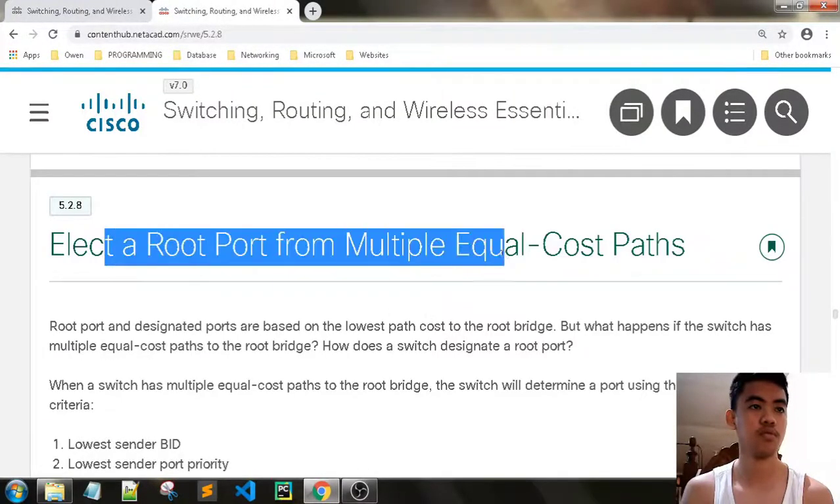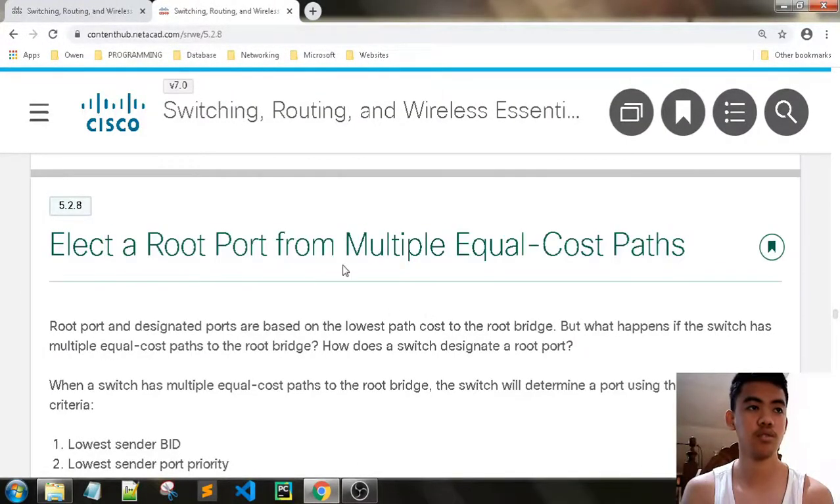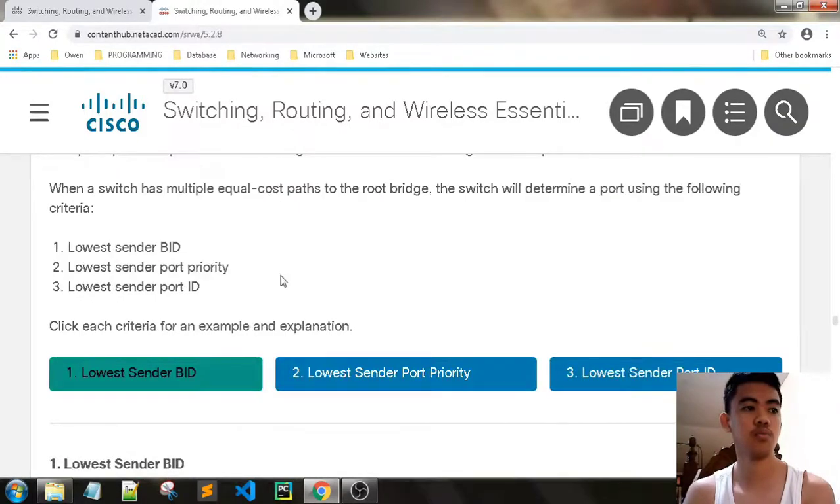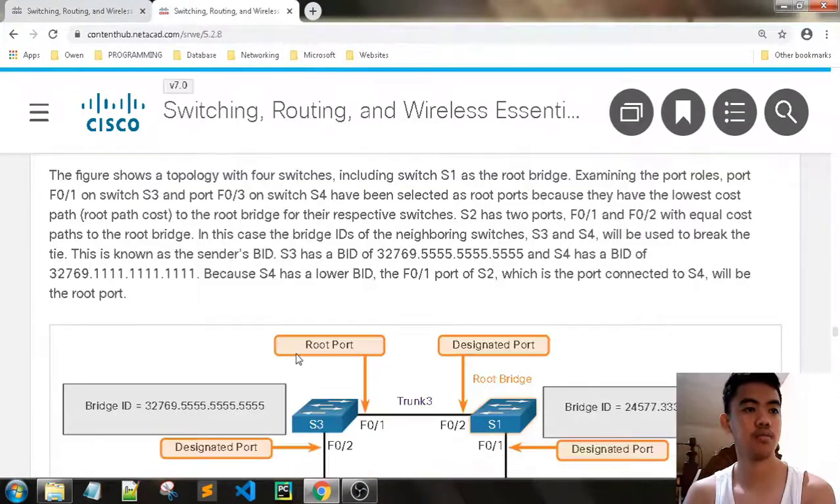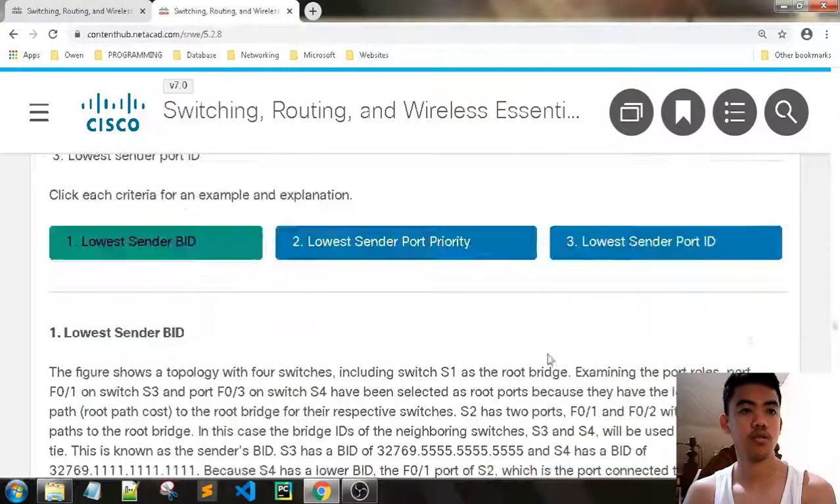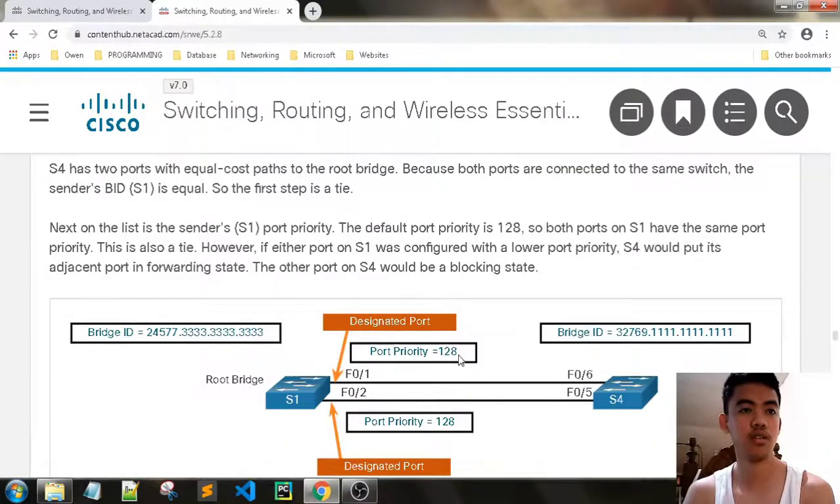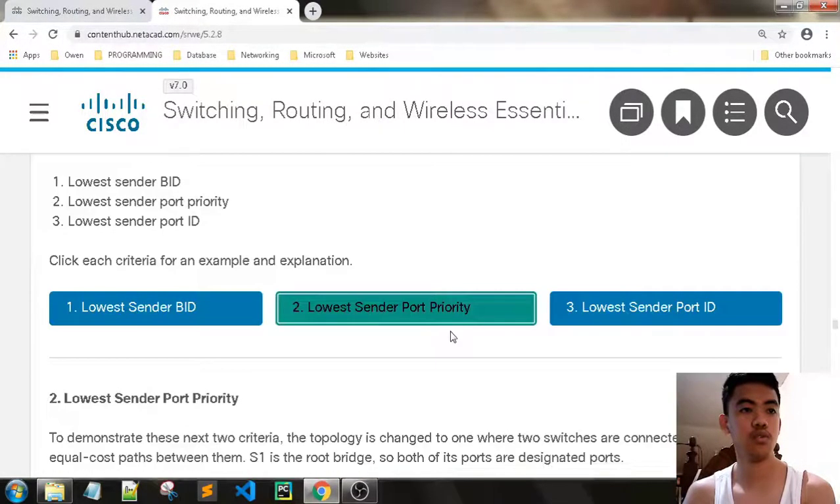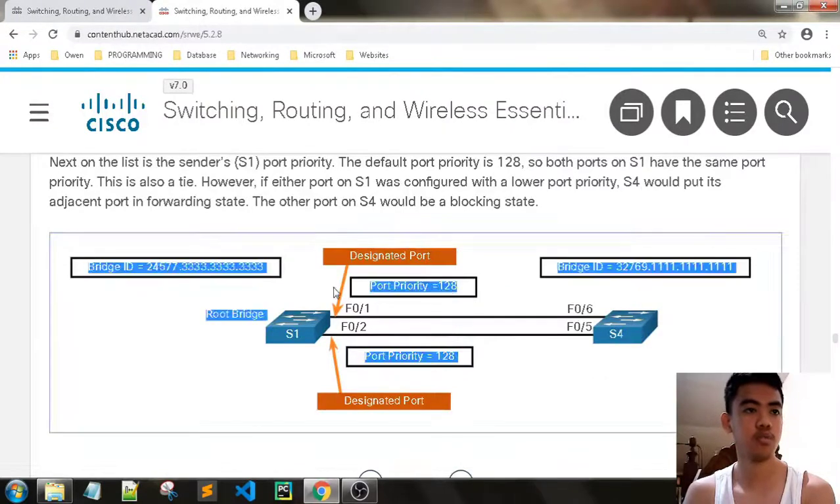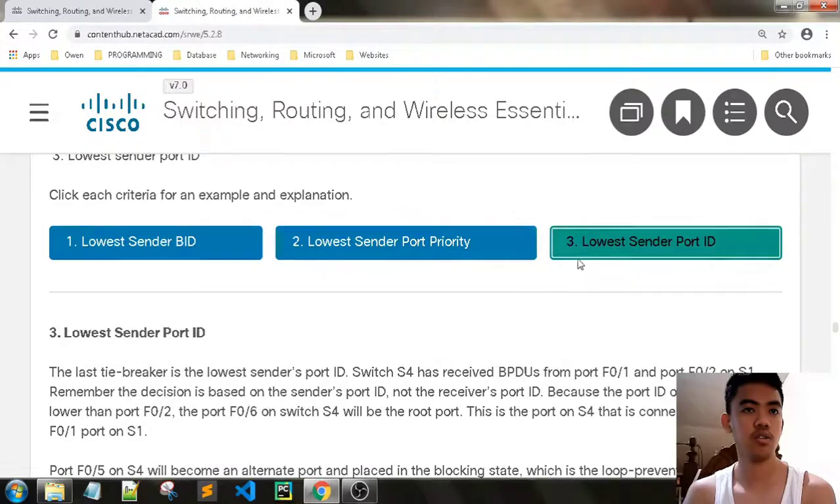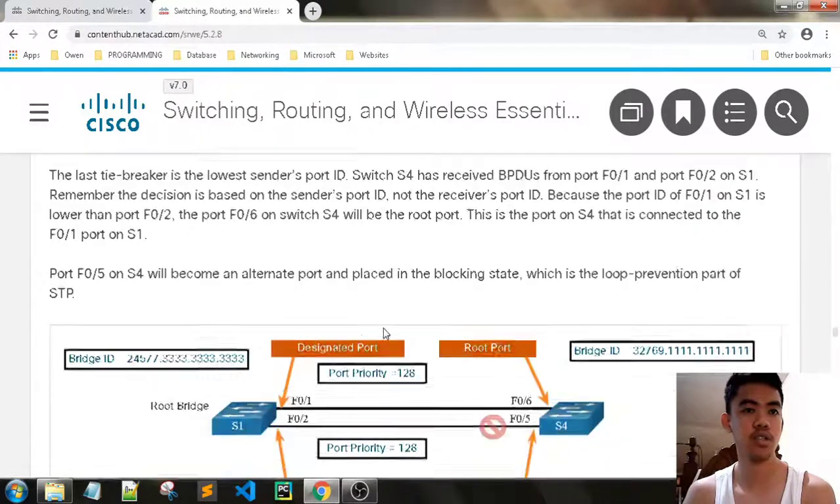Next, elect a root port from multiple equal cost paths. If we have multiple equal cost paths, how can we elect a root port? First is the lowest sender BID. Second is the lowest sender port priority. It picks the lower port priority, but in this example we have the same port priority. So we just determine on the lowest sender port ID or the MAC address.